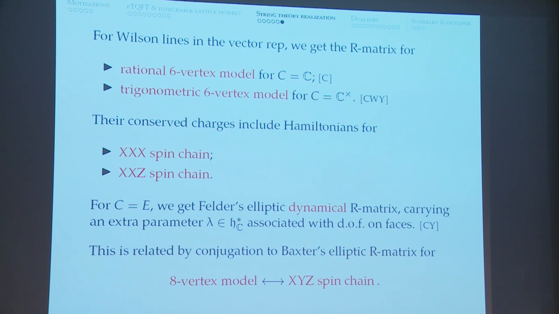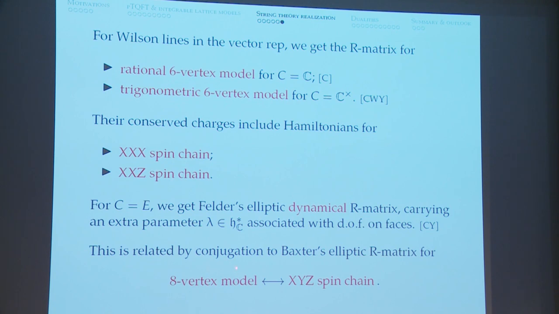And we have three cases. The first two cases, we have C equals the complex plane or a cylinder. In those cases, we get the rational six-vertex model or the trigonometric six-vertex model, which are equivalent to XXX and XXZ spin chains. If you look at the conserved charges of these models, they include Hamiltonians for these spin chains. Okay. And for the elliptic case, we get not the XYZ spin chain, as one may naively expect. What you get is something called Felder's elliptic dynamical R matrix, which carries an extra parameter lambda, which is in the dual of the Cartan of the gauge algebra. This extra parameter is associated with the degrees of freedom living on faces of the lattice. Okay, but that parameter is absent for the other cases.